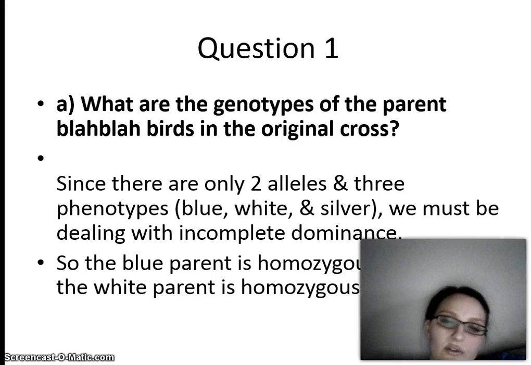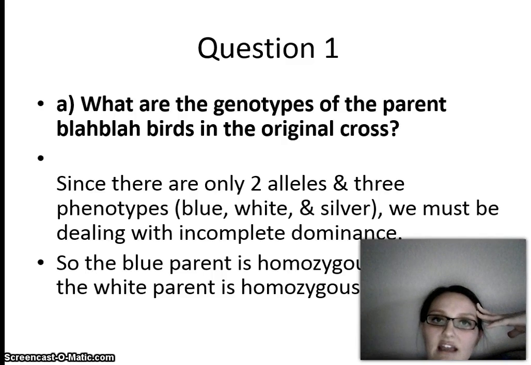Well, since there's 2 alleles and 3 phenotypes, right, blue, white, and silver, we must be dealing with incomplete dominance. This is the type of question that if you run into it on the end of course exam, you're going to assume that you can tell from the question that it is incomplete dominance, because at no other point in life do we get 3 phenotypes from 2 genotypes, okay?